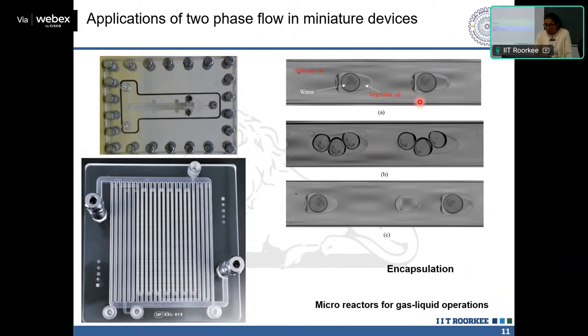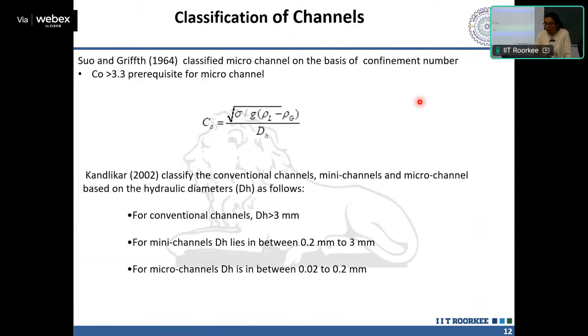Okay, so now let us define the classification. I gathered that you already know this, but there are two types of classification: one based on the ratio of buoyancy to surface force, and another based just on the channel diameter. If the channel diameter is higher than 3 mm, we call it conventional; mini lies within 0.2 mm to 3 mm, and micro is 0.02 to 0.2 mm.